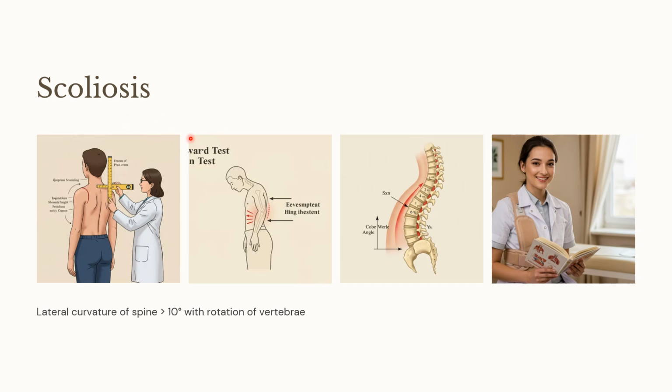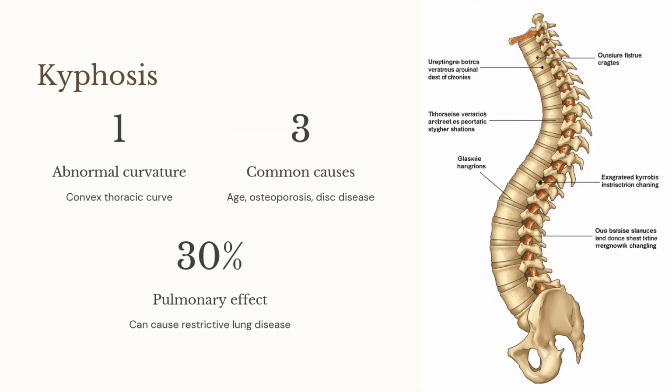Scoliosis. Scoliosis is nothing but a lateral curvature of the spine of more than 10 degrees. That is what is known as scoliosis. For scoliosis, mostly we advocate a brace. Surgery is very rarely indicated, only when the degree of scoliosis is very high. Otherwise, braces can be used.